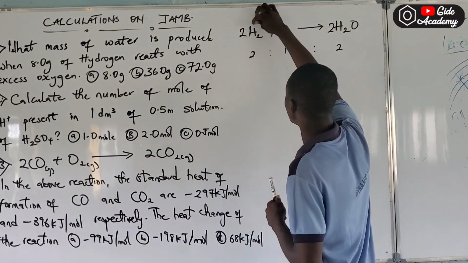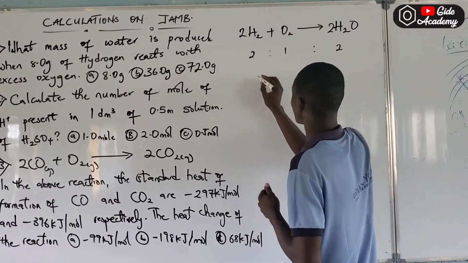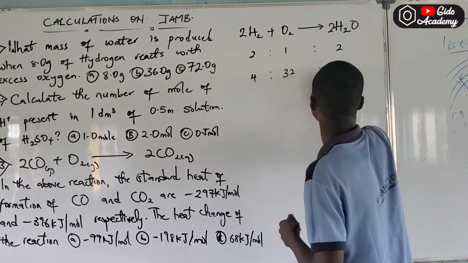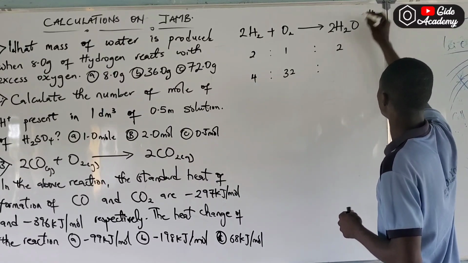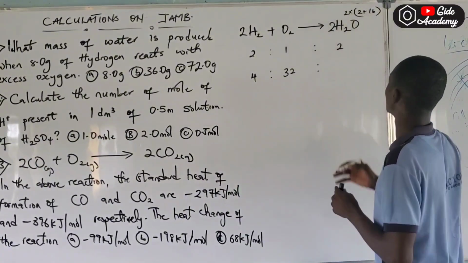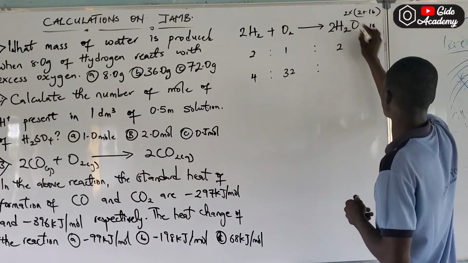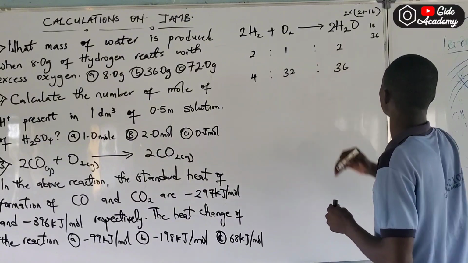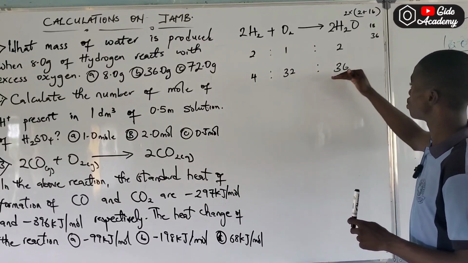I repeat, the atomic mass of hydrogen is 1. 1 times this 2 is 2. 2 times this 2 here will give us 4. So I will have 4 here. Oxygen is 16. 16 times 2 will give us 32. Then here we have oxygen, which is 16, and hydrogen here is 2. Then everything here times 2. So 2 plus 16 will give us 18. 18 times 2 will give us 36. So here is 36. The ratio is 4 to 32 to 36.